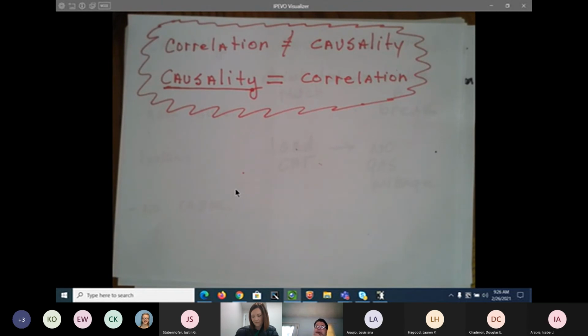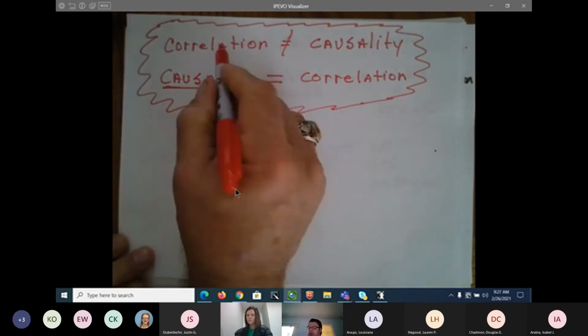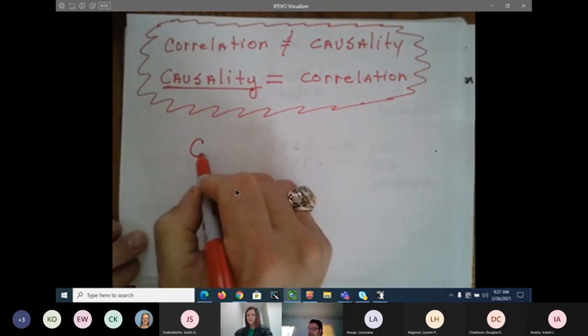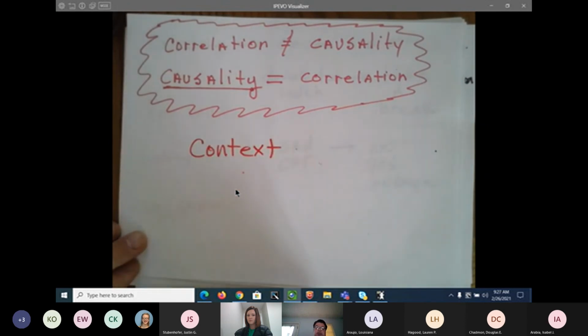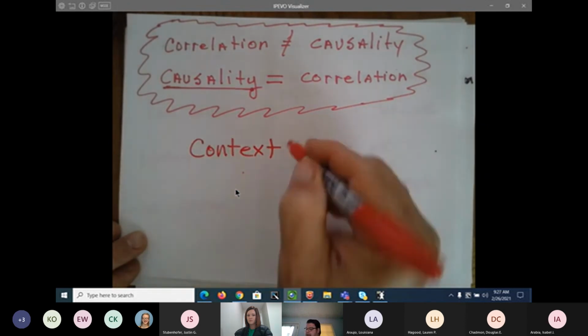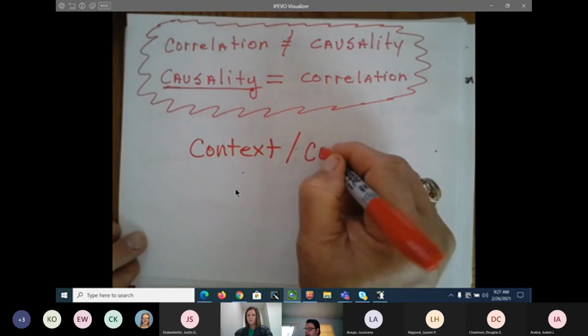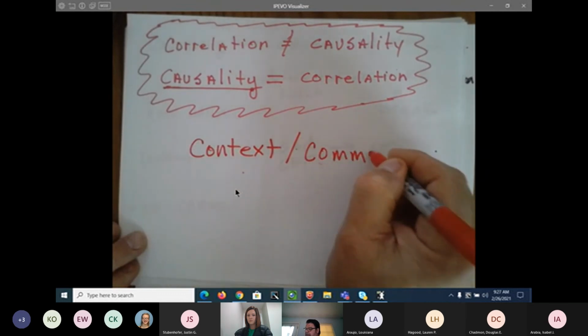Now, if you don't know what that means, just because you have correlation does not mean you have cause and effect. Now, I'm going to write down two words that you have to use when dealing with correlation and causality. You have to look at the context of the question, and you have to use a little bit of this. It's kind of like a sense of humor. Some people don't have it.